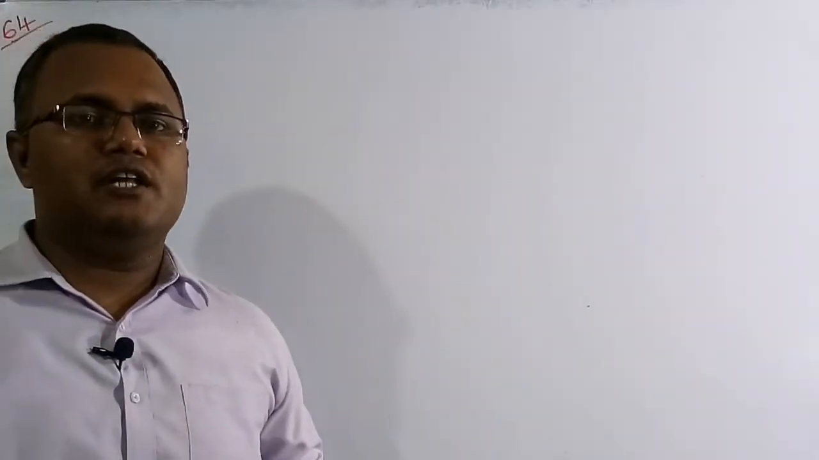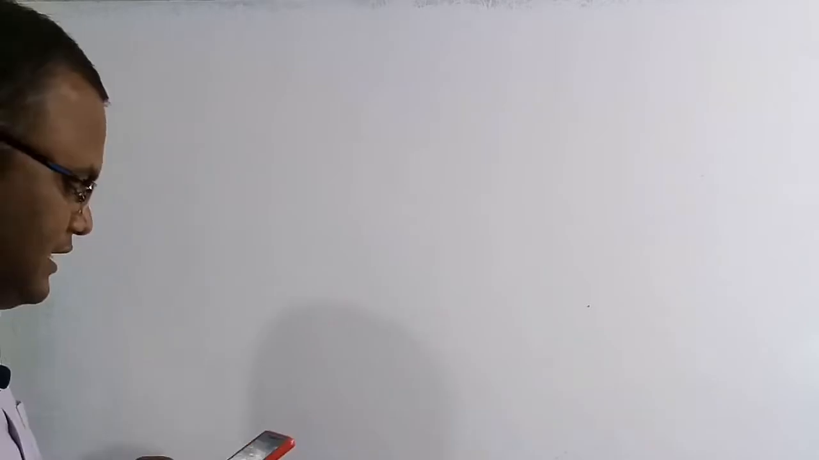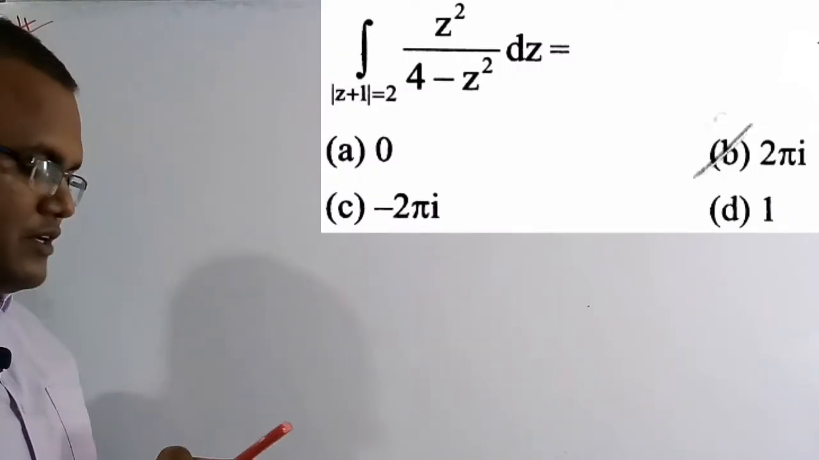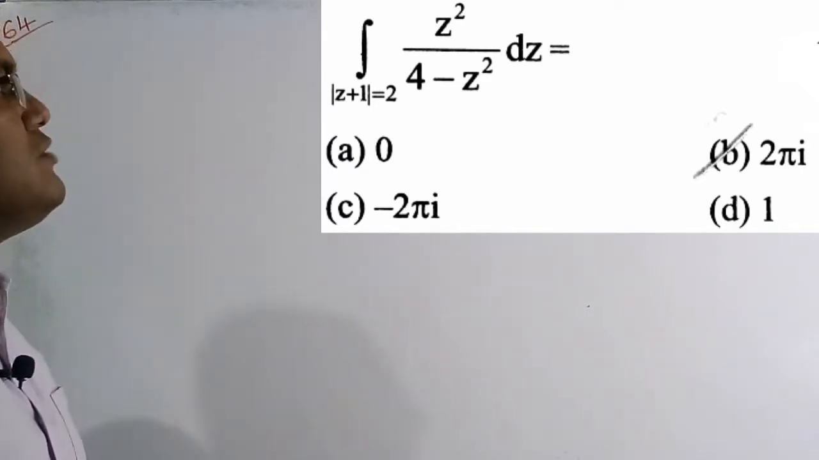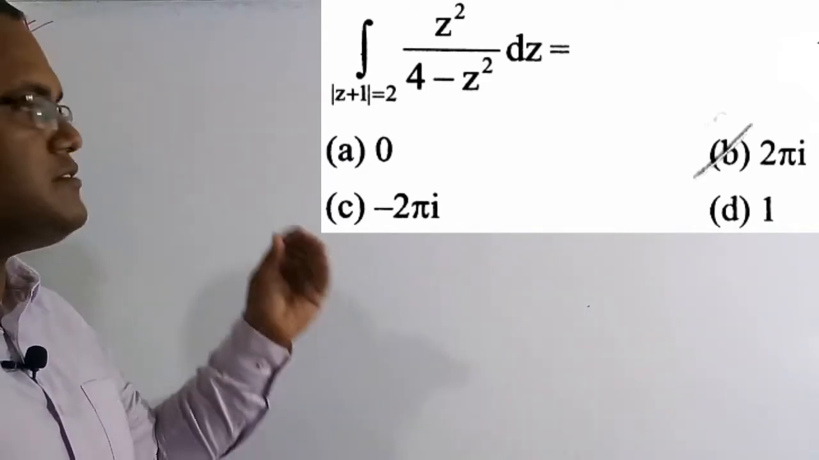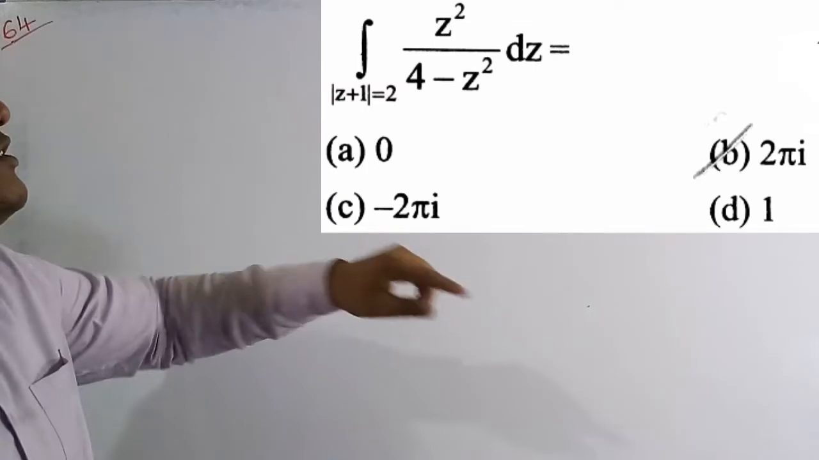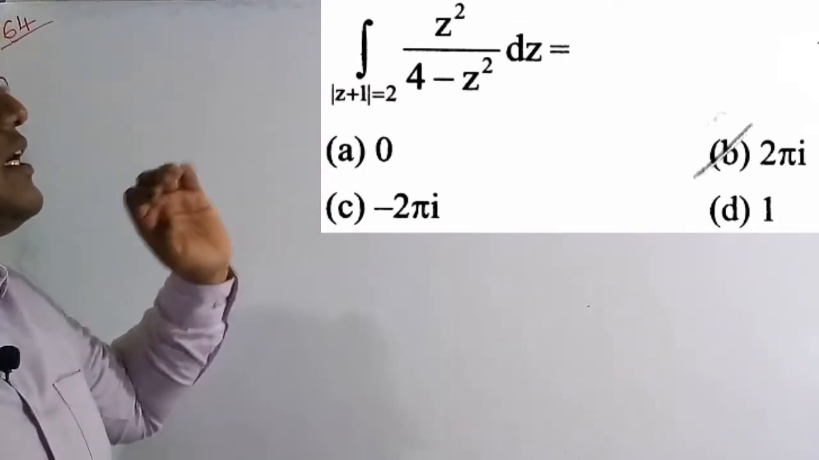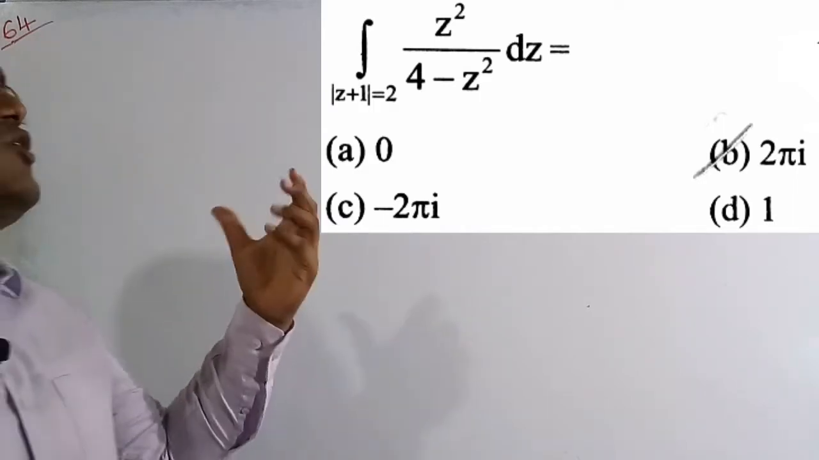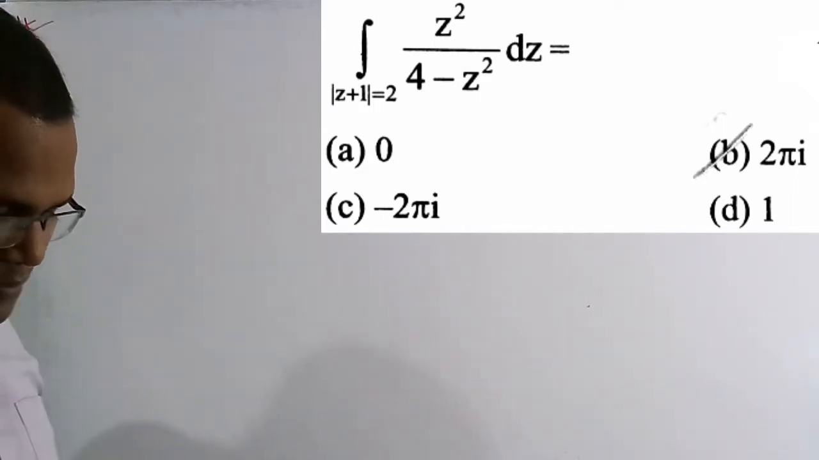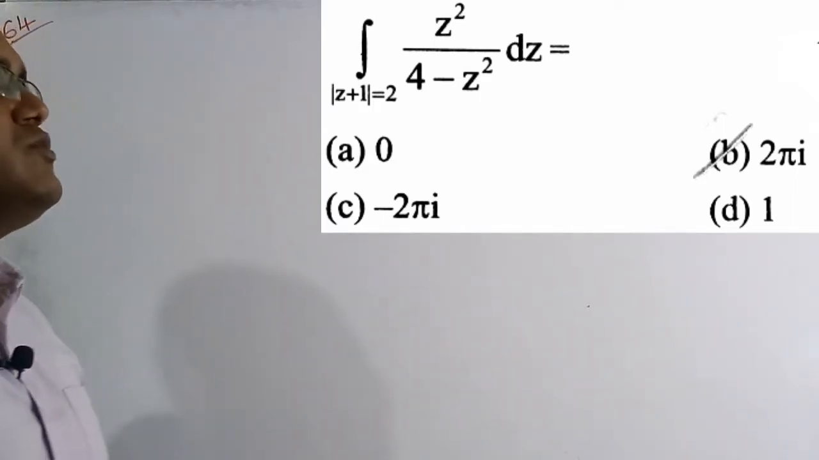So now we are going to solve the 64th question. See the question here. Integration over mod of z plus 1 is equal to 2 of z square by 4 minus z square dz. Means we have to do the integration over this path, which is mod of z plus 1 is equal to 2. So this is the closed path integral on this curve we need to figure out. So what is the value of this integration we need to figure out over this closed path. So out of the four options, option B, 2 pi i, is the correct solution of this question.